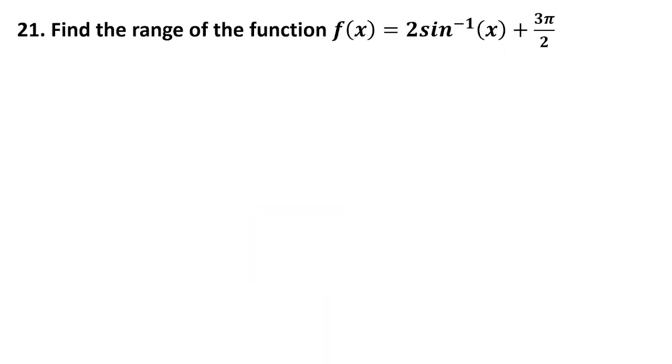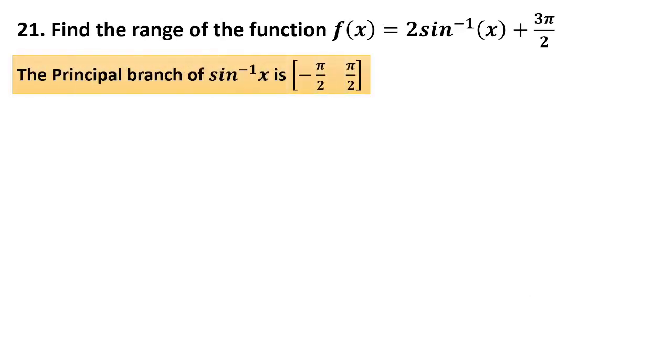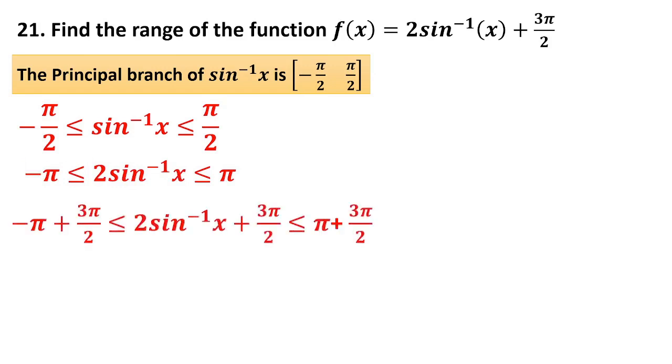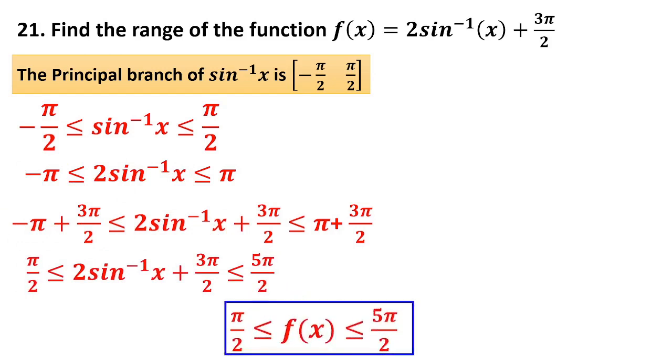Good. Find the range of the function. Now you know the range of sine inverse x. Let us start with that. The range of sine inverse x is minus pi by 2 to pi by 2. Therefore, we need 2 sine inverse x. Therefore, it is minus pi to pi. When I add 3 pi by 2 to the total inequality, I am getting that pi by 2 to 5 pi by 2. Therefore, the range is pi by 2 to 5 pi by 2.